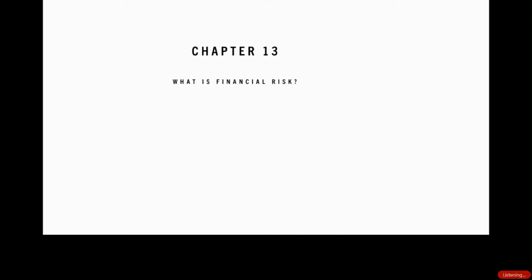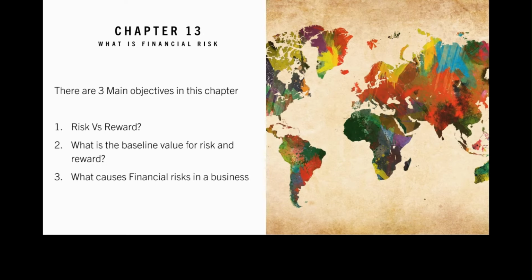Welcome to chapter 13. What is financial risk? There are three main objectives in this chapter. The first objective is to understand what is risk versus reward. And the second objective is what is the baseline value for risk and reward. And the third objective is what causes financial risks in a business.